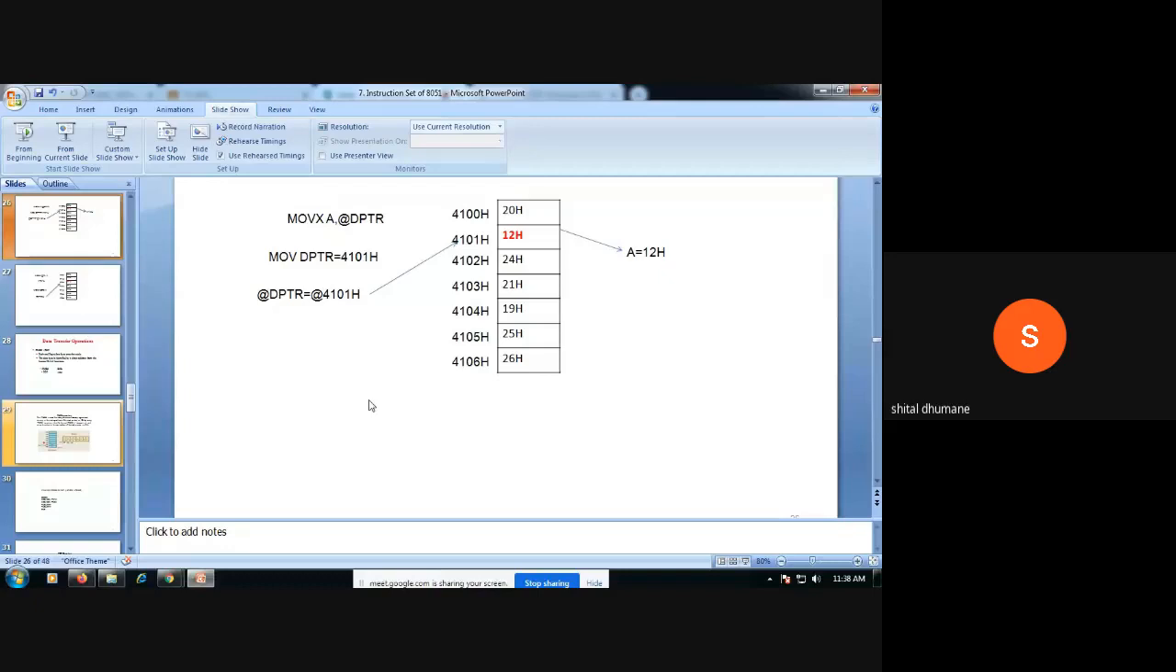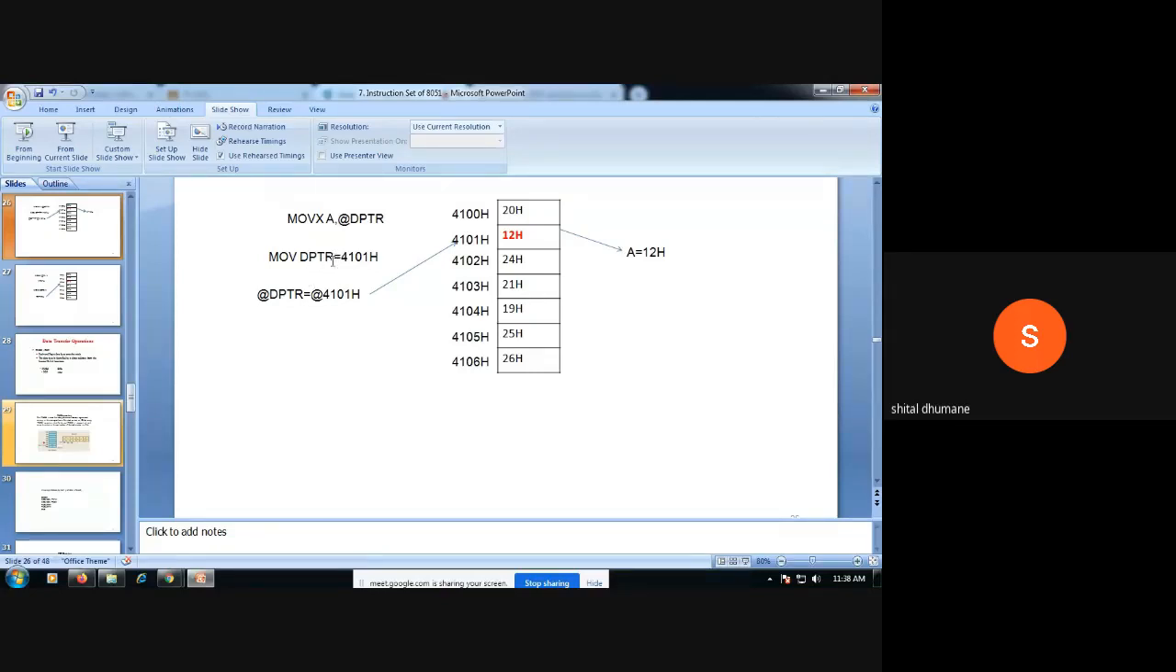Now next is MOVX A comma @DPTR. Previously we have seen MOVX A comma @Ri, which is the 8-bit memory address. Here we have the 16-bit memory address, because your DPTR is a 16-bit register. So we have to store a 16-bit address in DPTR. For example, here I have taken the memory location as 4101. I have stored that data in DPTR.